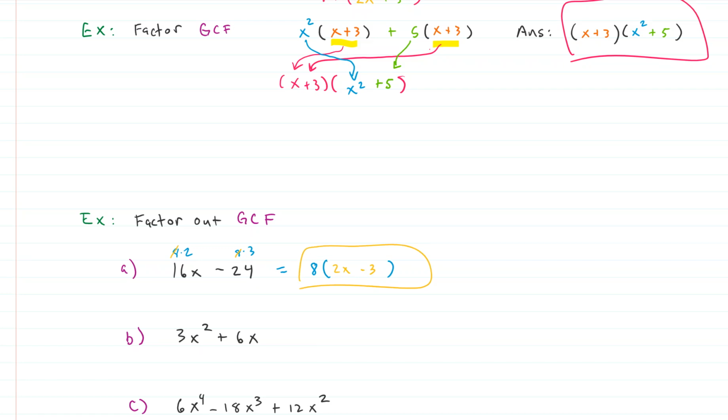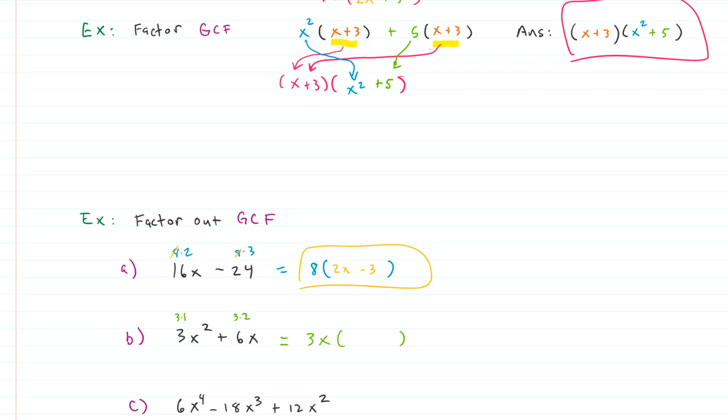How about B? 3x squared plus 6x. Well, what do they have in common? 3. 3 times 1 and 3 times 2. 3 and 6 share 3, right? So 3 times 2 is 6 and 3 times 1 is 3. So we can pull out a 3, and they both have an x. One has 2 of them, but they both at least have 1.